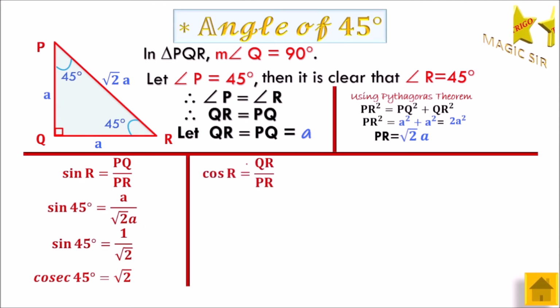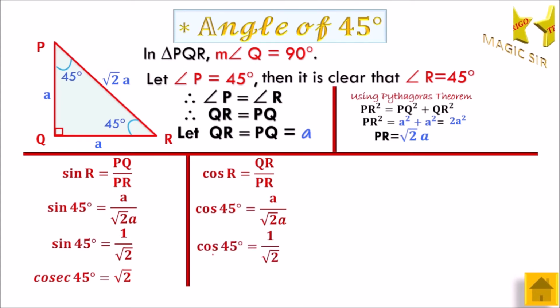Now we have cos R is equal to, by definition, QR upon PR. We put R is equal to 45 degree, QR equal to A and PR is equal to root 2A. By simplifying, we get cos 45 degree equal to 1 upon root 2.